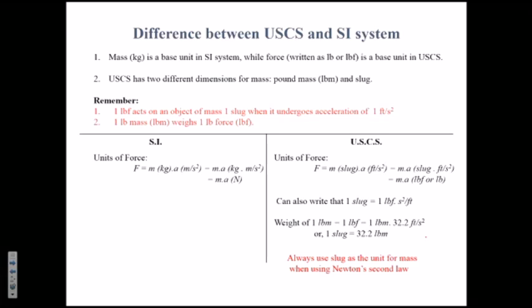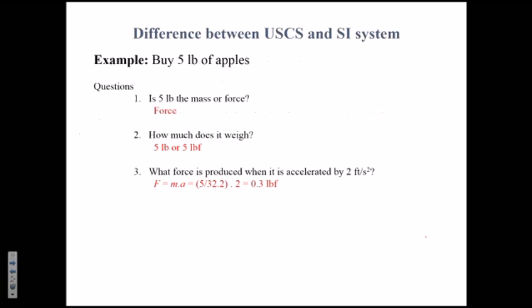So let's look at an example. First of all, we want to buy 5 pounds of apple, right? That's an example. So what is 5 pound? 5 pound, the mass or force? Is force. 5 pound mass weighs 5 pound force. But over here, if you simply say 5 pound, technically speaking, it's the force, it's the weight. How much does it weigh? 5 pound or 5 pound force, right? What force is produced when it is accelerated by 2 feet per second square?